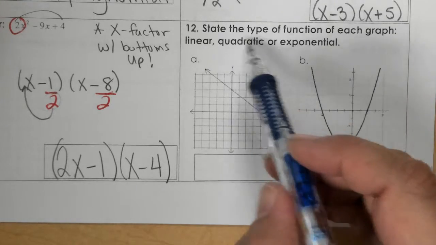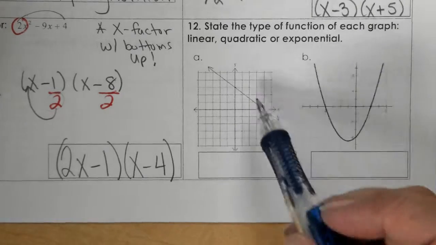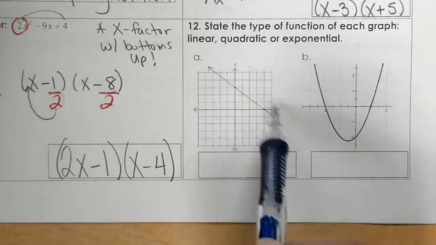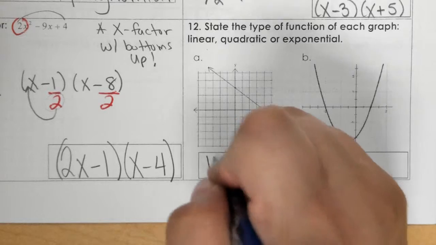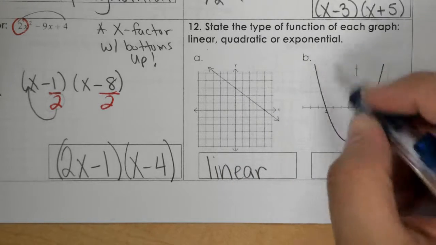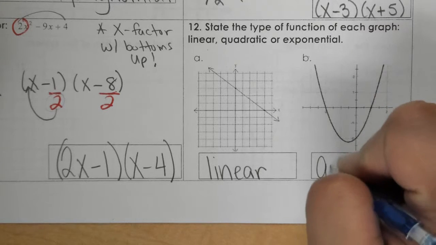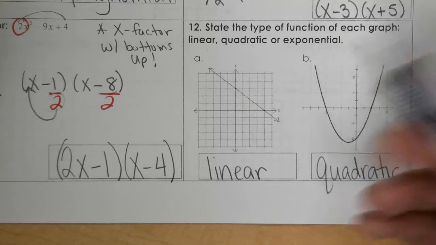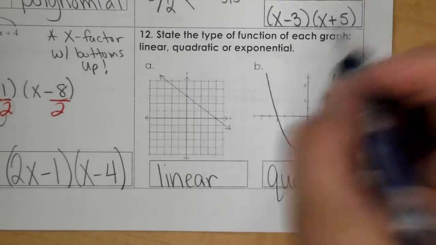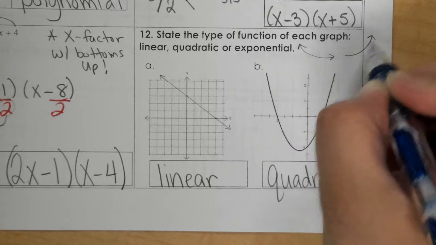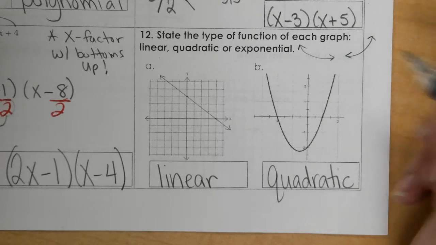In number 12, it says state the type of function each graph is. Is it linear, quadratic, or exponential? So for A, it's just a line. Line is linear. For B, it's a U shape. U shapes are quadratic. If you had a graph, something that was exponential, it would be like this little curve going one way or the other. Okay? So this is an example of what exponential would look like.